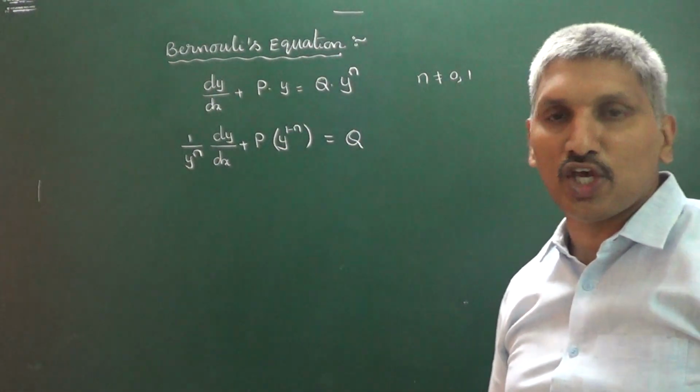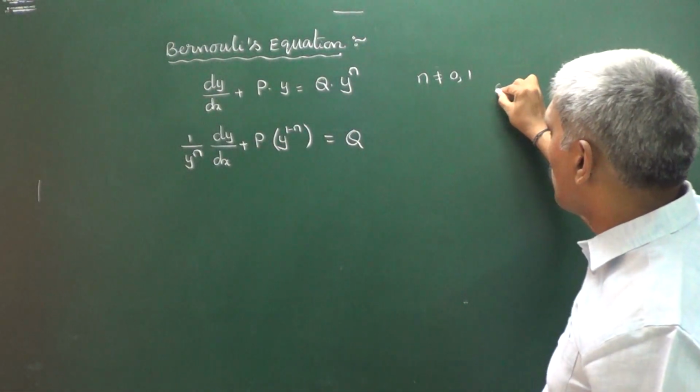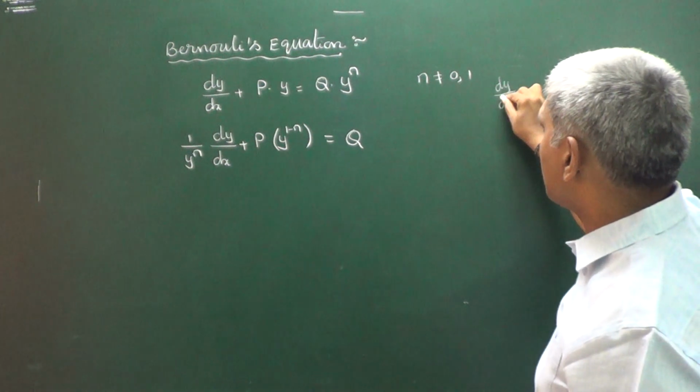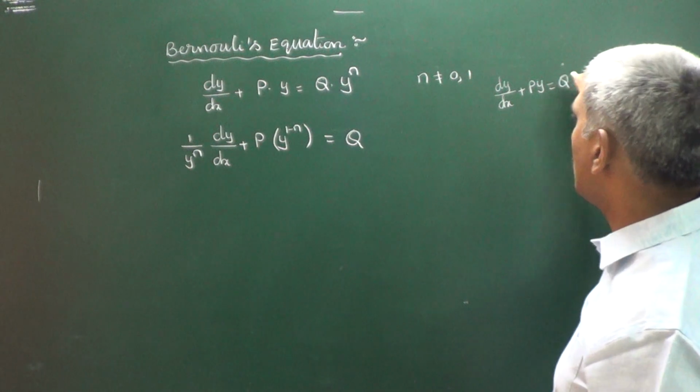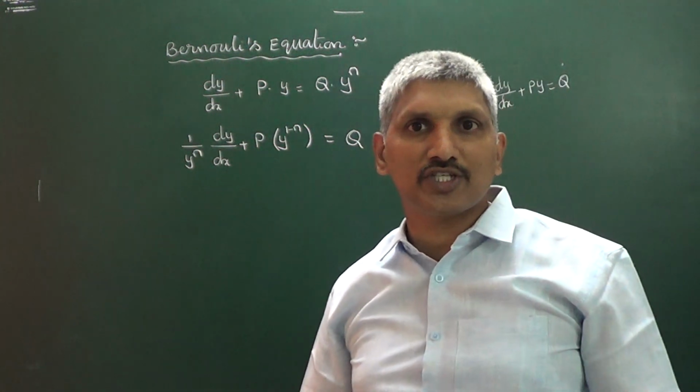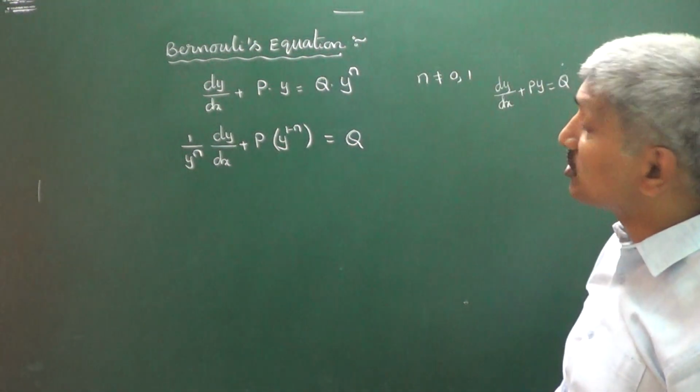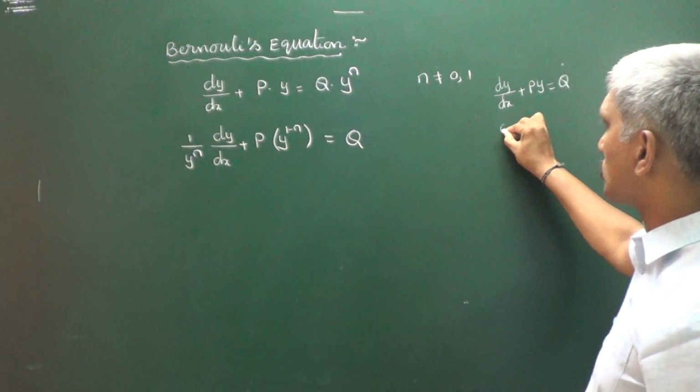Sir, what happens if n is equal to 0? Then dy by dx plus p into y is equal to q. It is a linear differential equation of the first type. But if n is equal to 1, what happens?